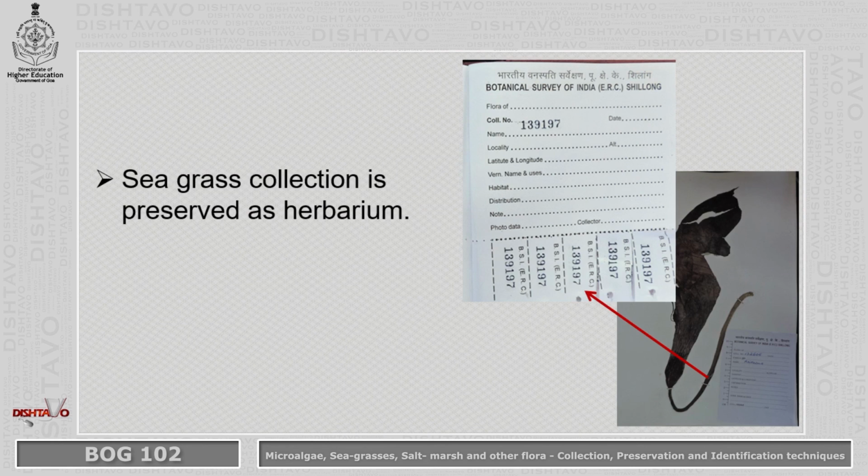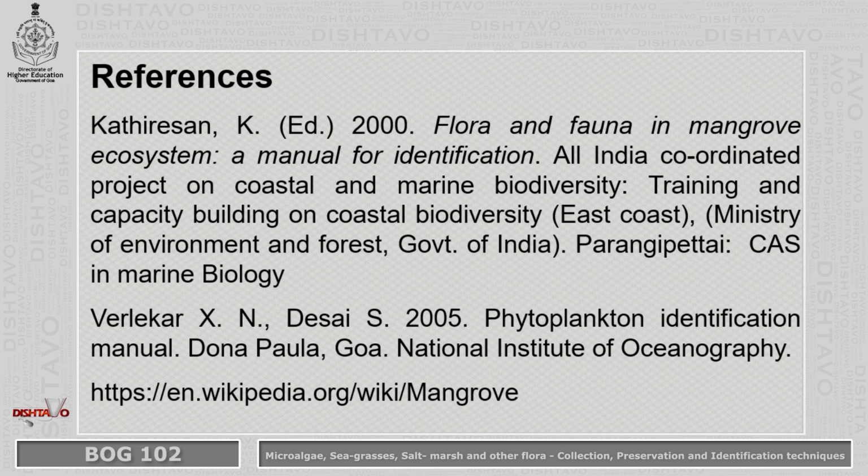Seagrass collections are preserved as herbariums. Herbariums are the dried specimens pasted on a sheet and then deposited in recognized repositories, along with data like from where it was collected, habitat and distribution, locality, and the environment through which it is collected, as a reference for taxonomic identification.